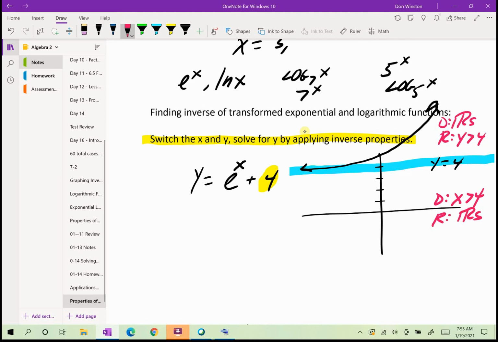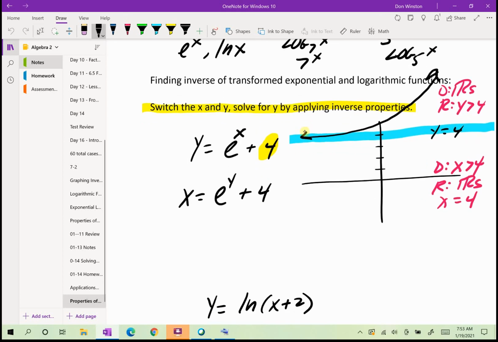And then I should have a vertical asymptote at x is equal to 4. Again, we just switch the x and y's. We switch the domain and range. Okay, so in order to find the inverse function for this, we just switch the x and y and solve for y by applying inverse properties. So this is going to be x is equal to e raised to y plus 4.